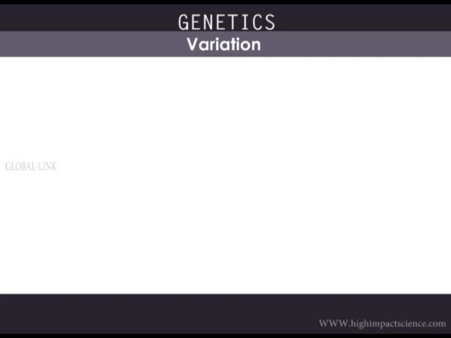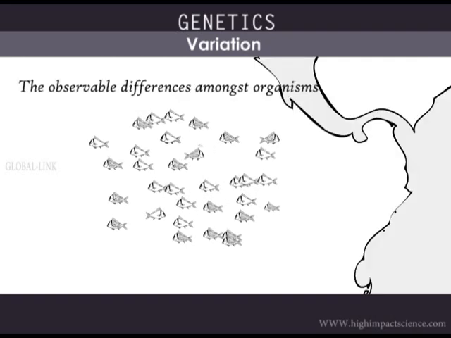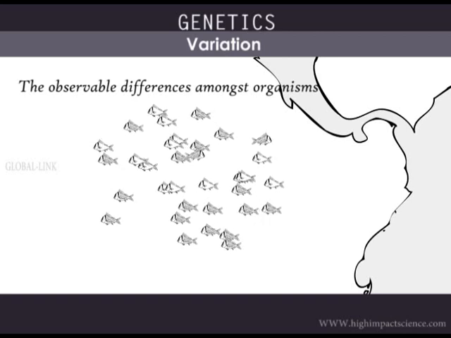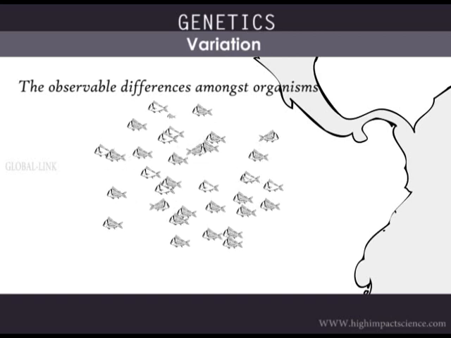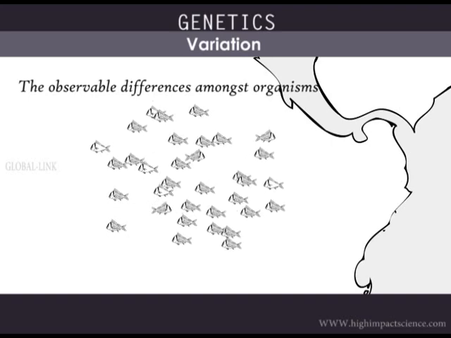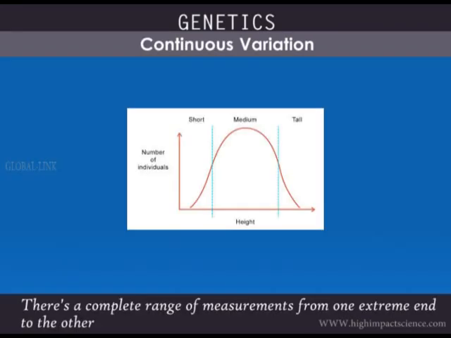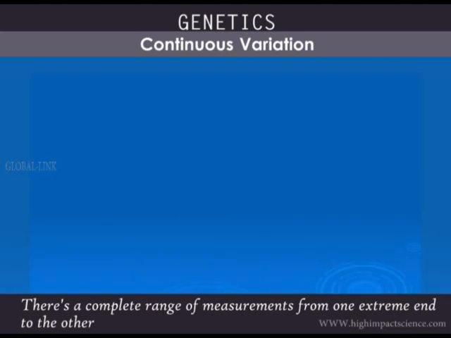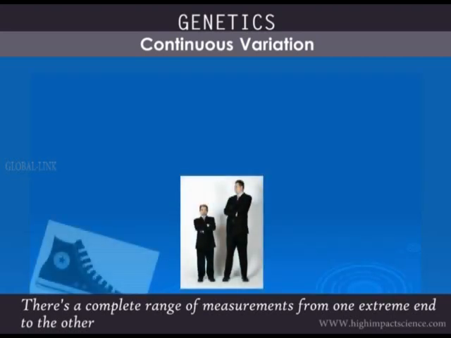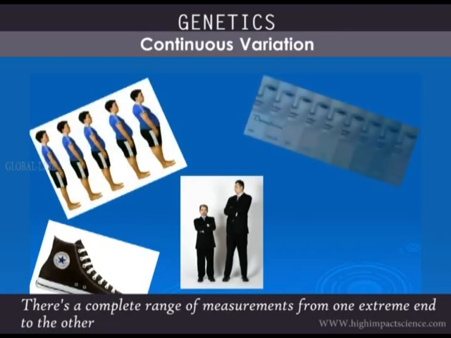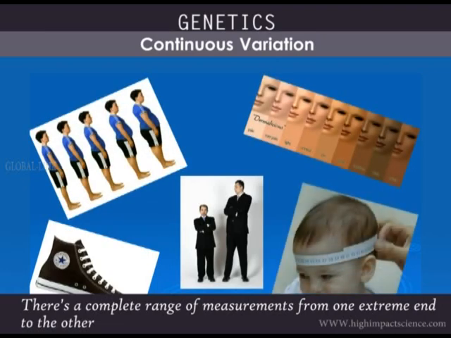In this chapter, we will look at variation, and in the next chapter, we'll look at heredity. Variation refers to the observable differences amongst organisms, be it sex, height, color, complexion, and so on. It may be continuous or discontinuous. In continuous variation, there is no fixed value. Rather, there is a complete range of measurements from one extreme end to the other. Examples include height, foot size, body weight, skin color, head circumference, and so on.